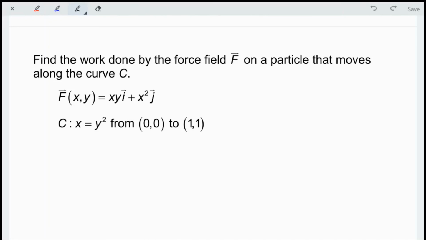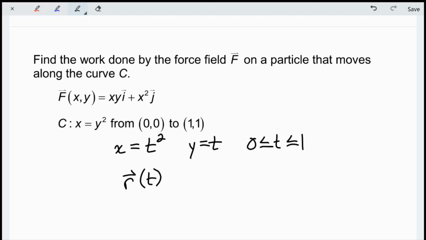We know that from the path perspective, I've got to set up a parametric situation, and I'm saying x is t² and y is equal to t, and using that I know that my t is going to be bounded between 0 and 1, and I also have the fact that now I can use this displacement vector to be ⟨t², t⟩, and the derivative of that, which is going to give me the direction, would be ⟨2t, 1⟩.